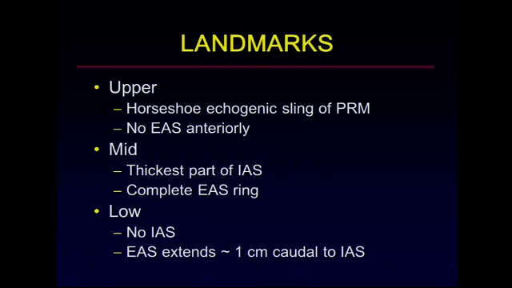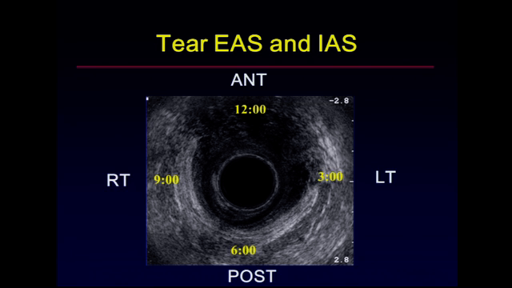And lower down in the anal canal, the internal anal sphincter will not be present, but remember that the external anal sphincter will extend at least a centimeter caudal to the end of the internal anal sphincter in the normal patient. And tears are very easily detected on ultrasound as discontinuity of the structures that I've just described.